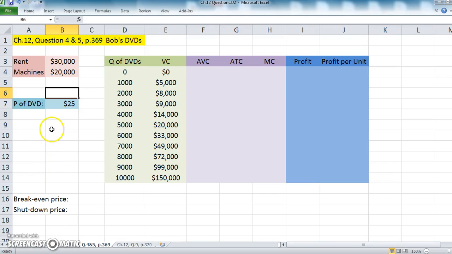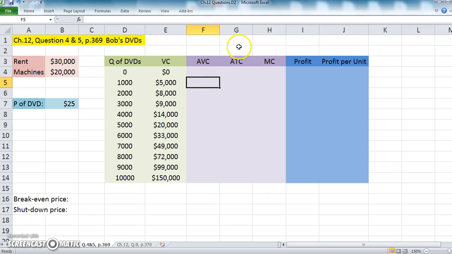So the question is about Bob's DVDs, and it says that there's a rent of $30,000, and machines cost $20,000, and the price of the DVD is $25. And it gives you the quantity of DVDs, 0 to 10,000, and then the variable cost from 0 to 150,000. What we're going to calculate first are the average variable cost, average total cost, and then marginal cost.